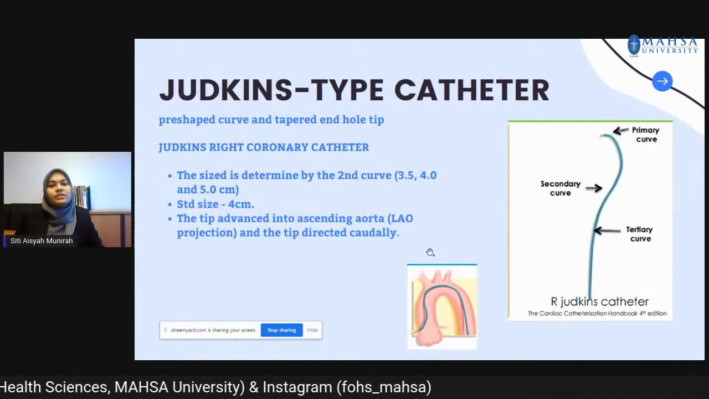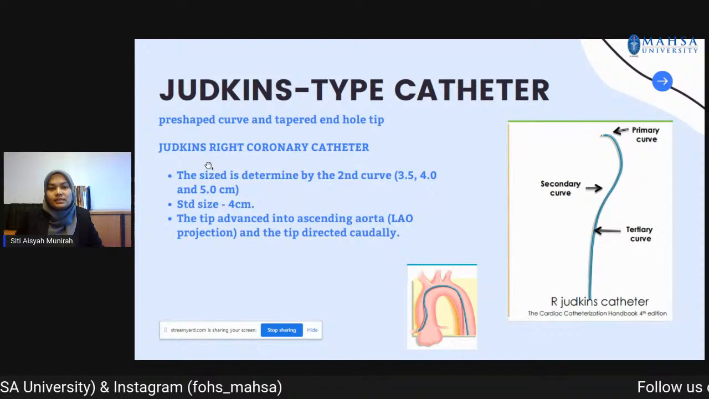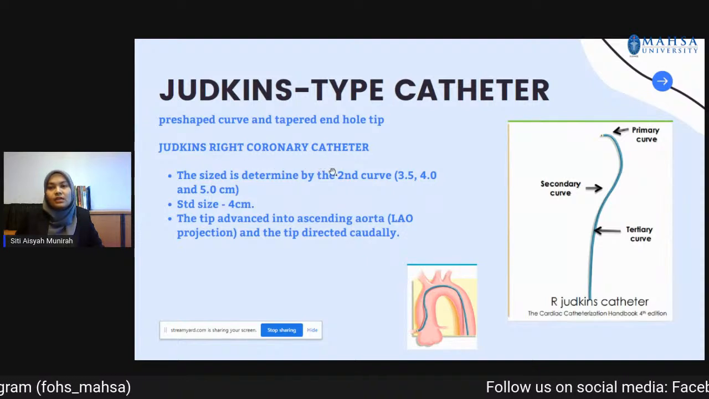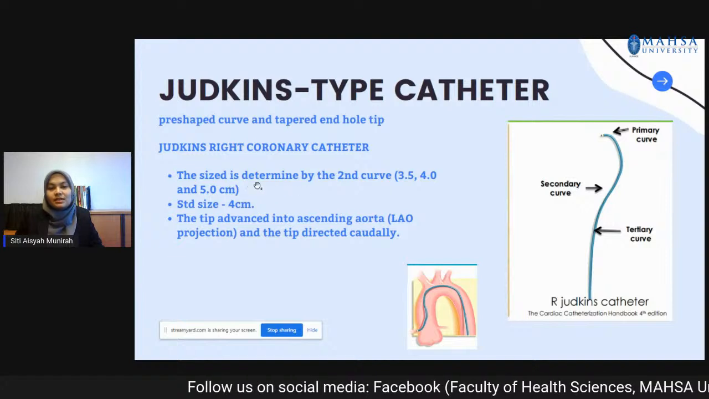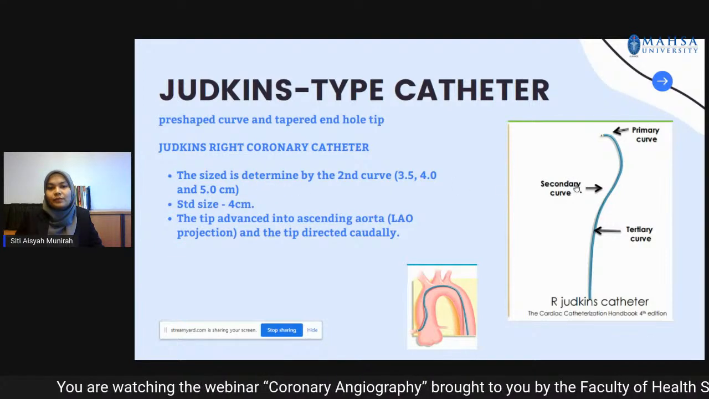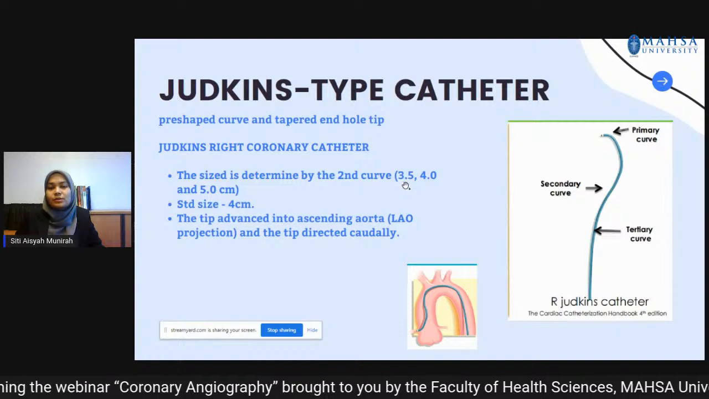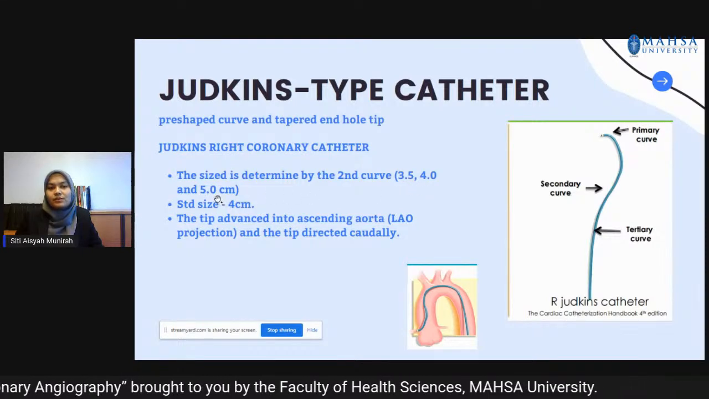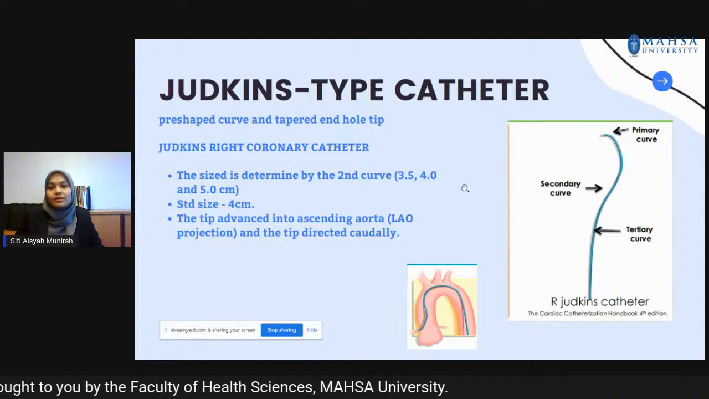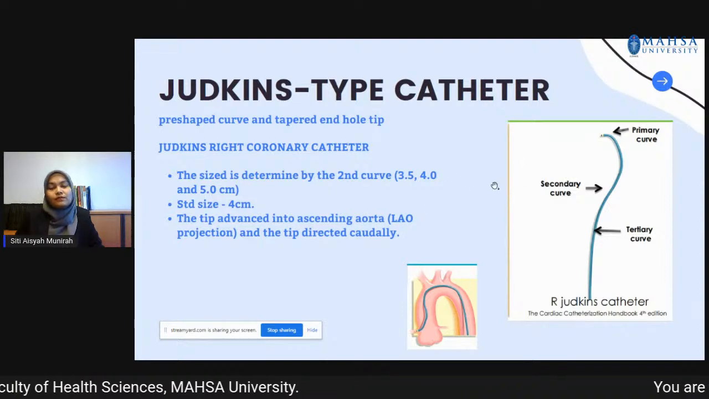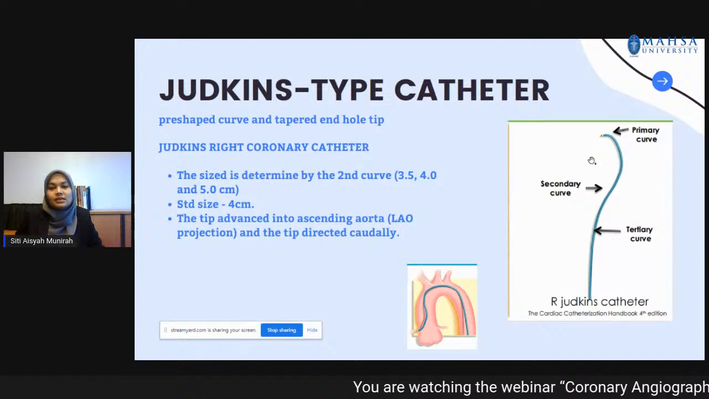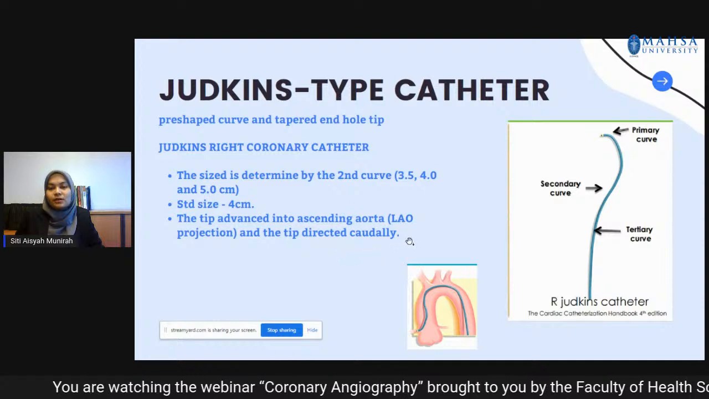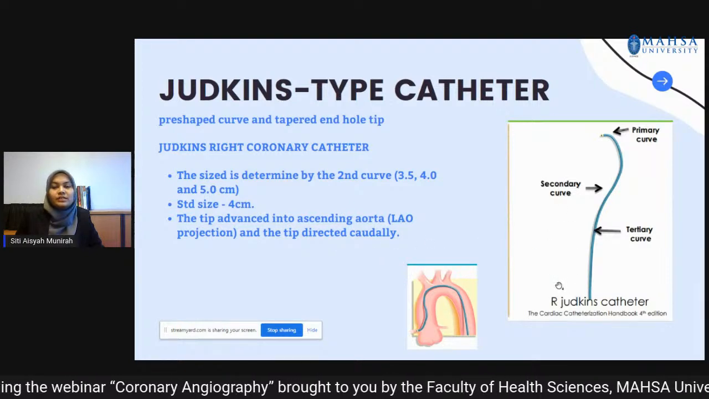Next, the second type is the Judkins right coronary catheter. For this one, it's a little bit different from the Judkins left. The size is determined by the secondary curve. Among the sizes that we have are 3.5, 4.0, and also 5.0 cm. But the standard size used in coronary angiography is 4 cm. The tip here will advance into the ascending aorta for the LAO projection, and the tip is directed outwardly. This is made for the right side.